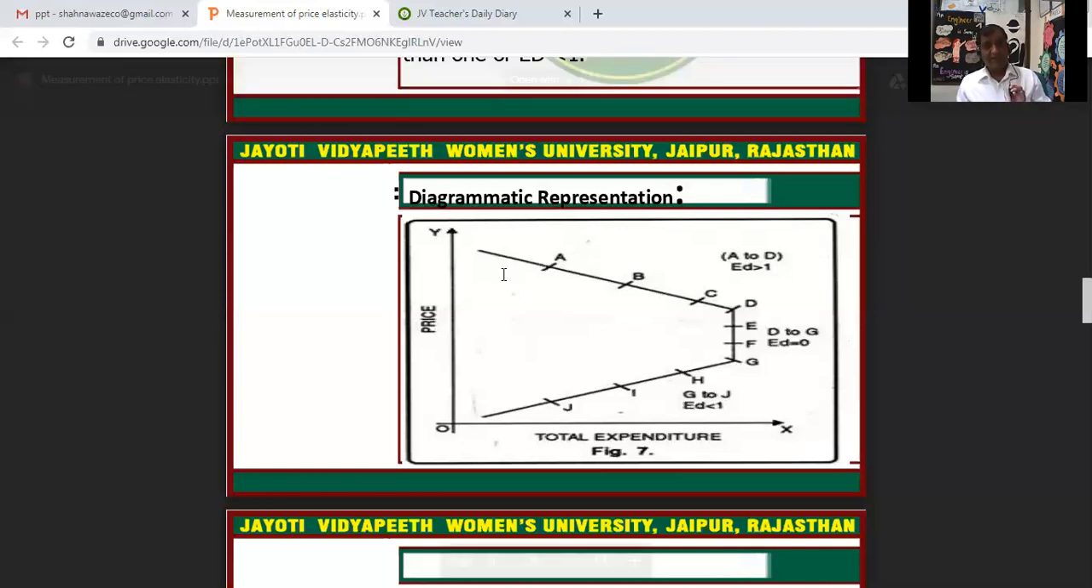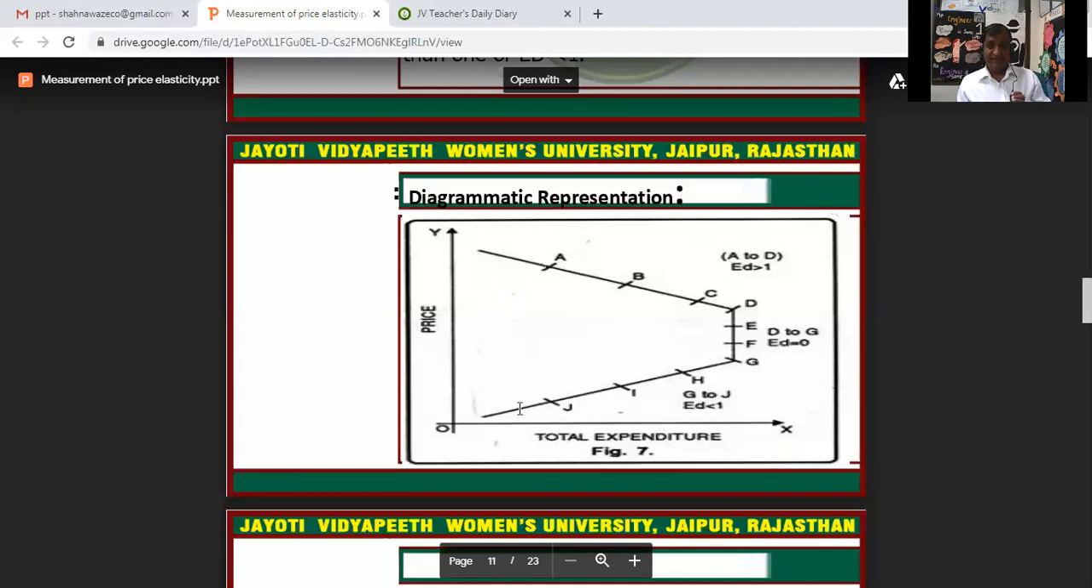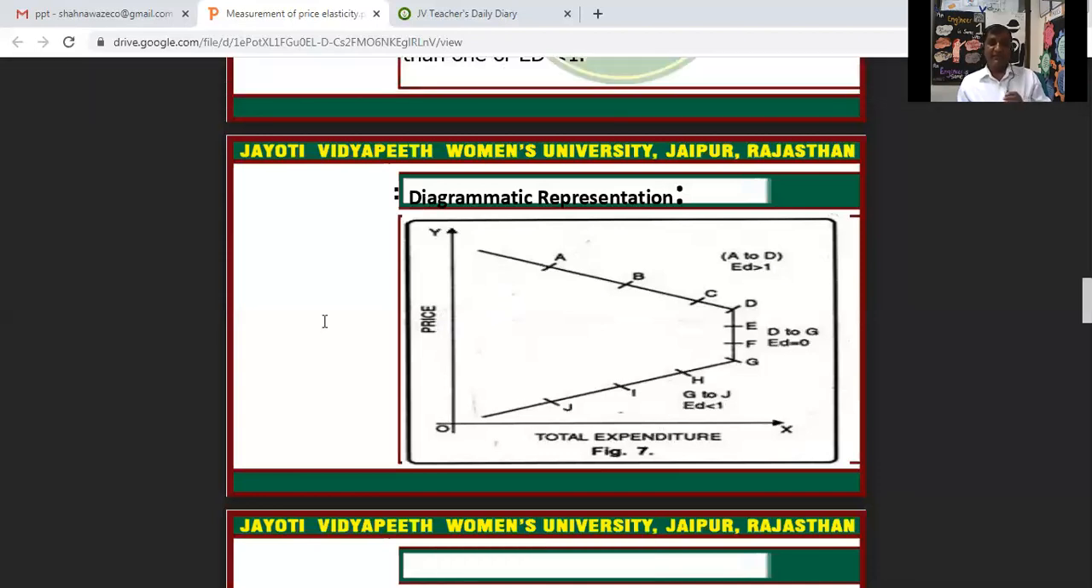Remember that if the direction of price and total expenditure is opposite, then elasticity of demand is greater than 1. When the direction of price and total expenditure is the same, that means if the price increases, the total expenditure increases, in that case elasticity of demand is less than 1. If price increases or decreases but there is no effect on total expenditure, that is the condition of unit elasticity of demand.